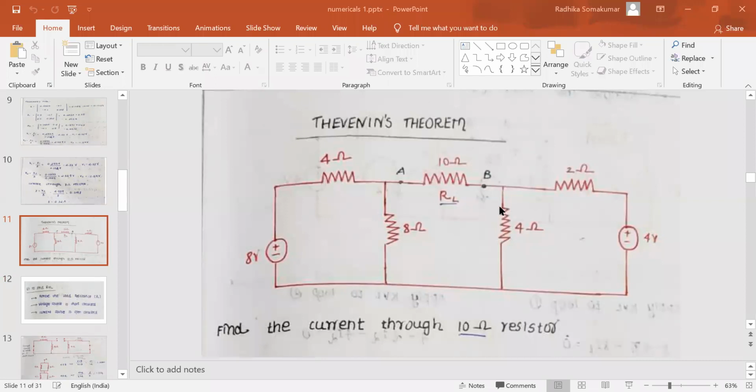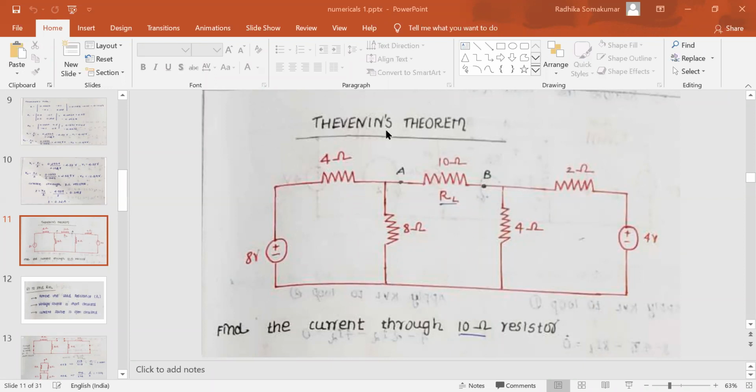Okay, I'll just summarize and tell you. Thevenin's theorem states that any given network can be replaced by a Thevenin equivalent voltage in series with a Thevenin resistance, when you see from the open circuit terminals, the open circuited load terminals. Here the load resistance is given as 10 ohm. When you open circuit this 10 ohm resistance and view the circuit, the entire part of the circuit can be replaced by an equivalent Thevenin voltage and a Thevenin resistance.